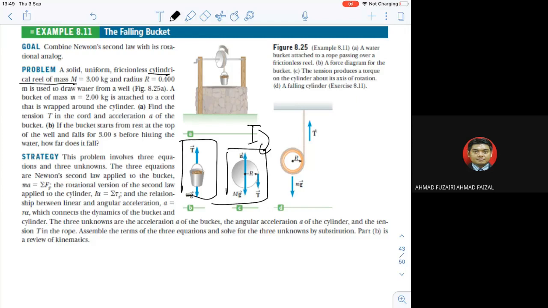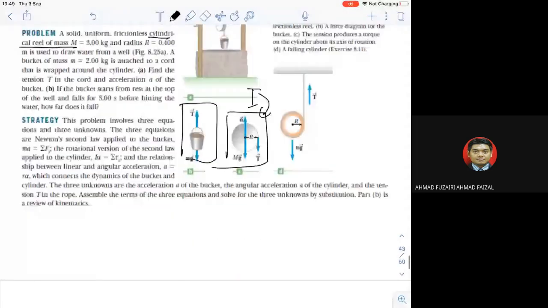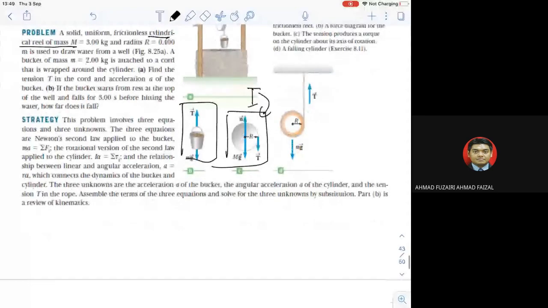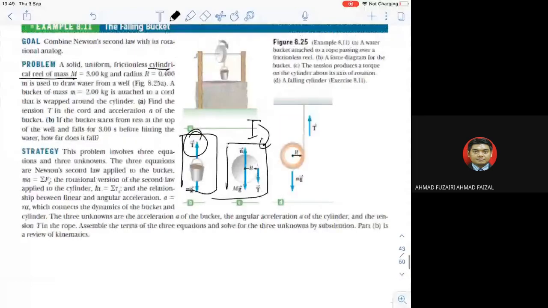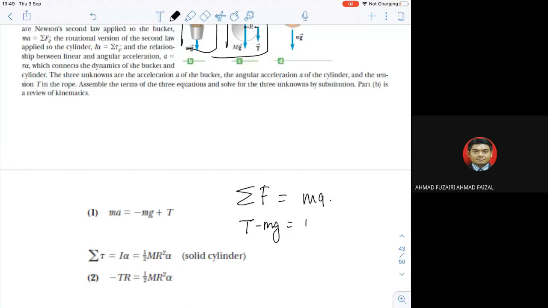That's why the topics of rotational and linear are always related to each other whenever it comes to the rotational part. Okay, so how to do that? In part A, find the tension T in the cord. T in the cord meaning that you want to find T. You know that mg is going downwards. So the summation of F equals MA, meaning T is going upwards minus mg equals MA.